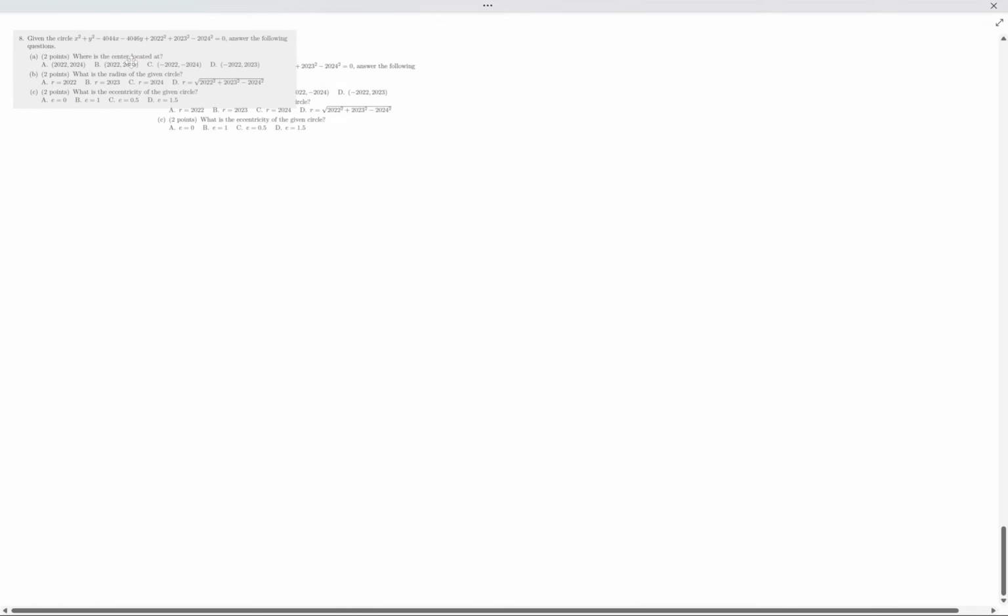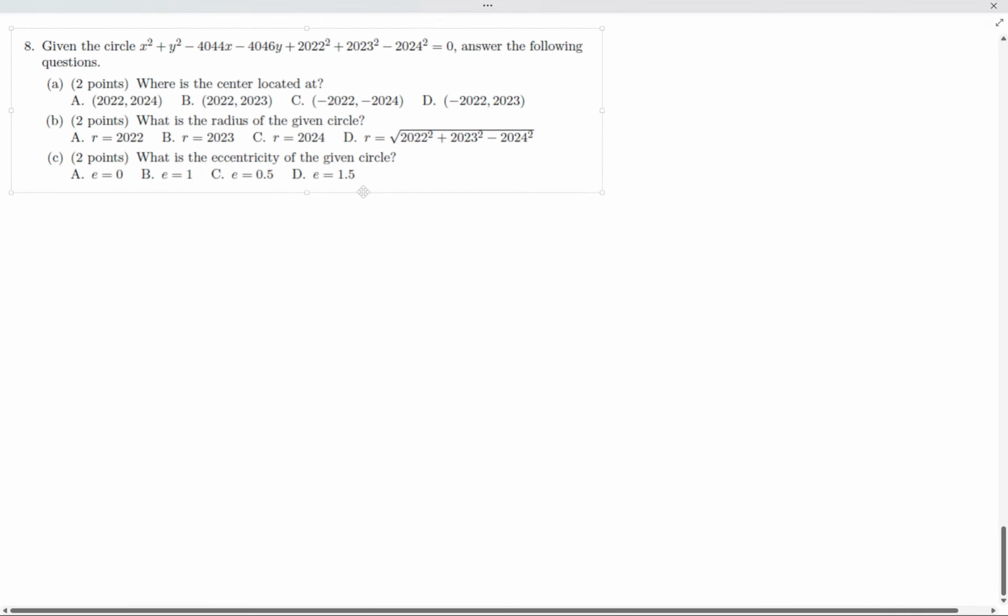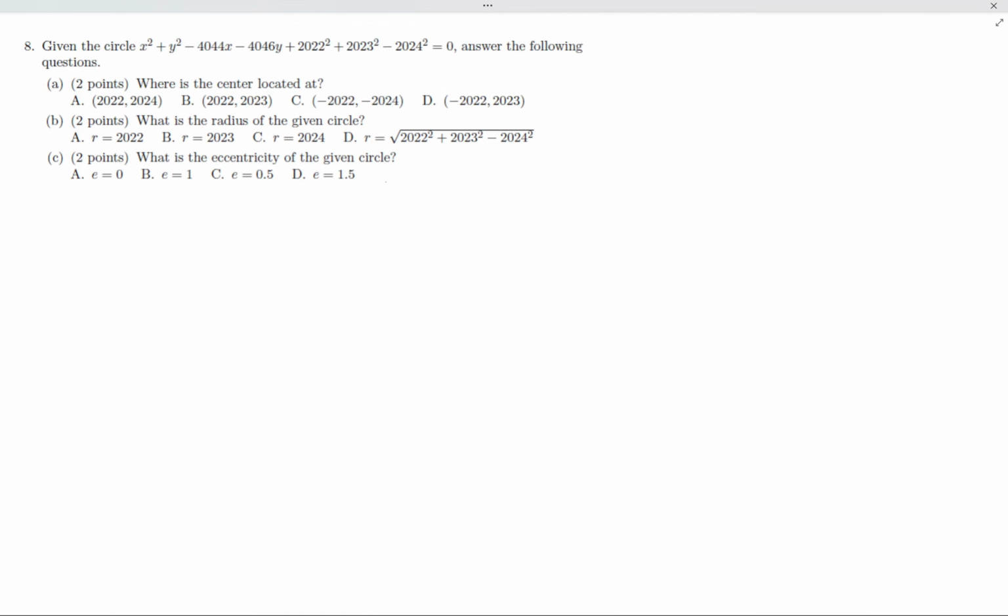So let me grab question number 8 right here. We have this circle again. Given a circle, x squared plus y squared minus 4044x minus 4046y plus 2022 squared plus 2023 squared minus 2024 squared is equal to 0, we have to answer the following questions: the location of its center, the radius, and the eccentricity of our circle.